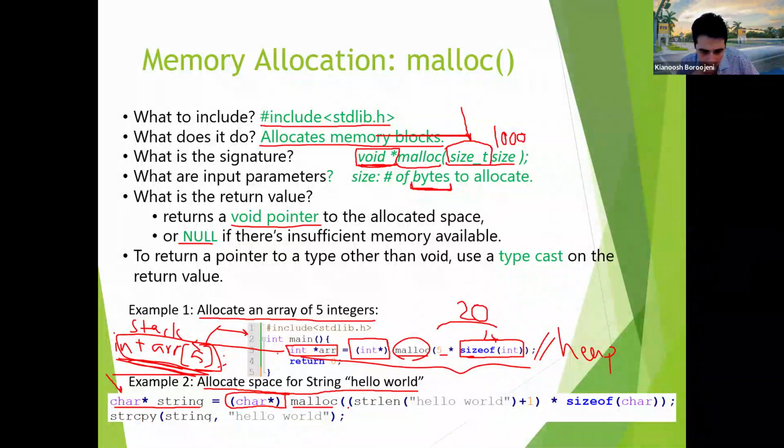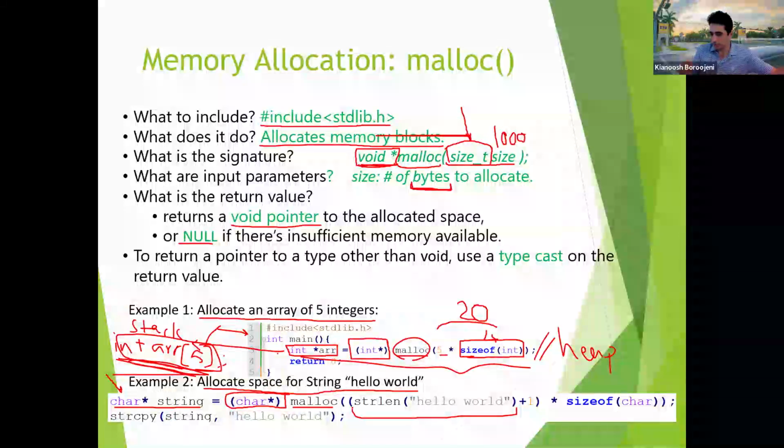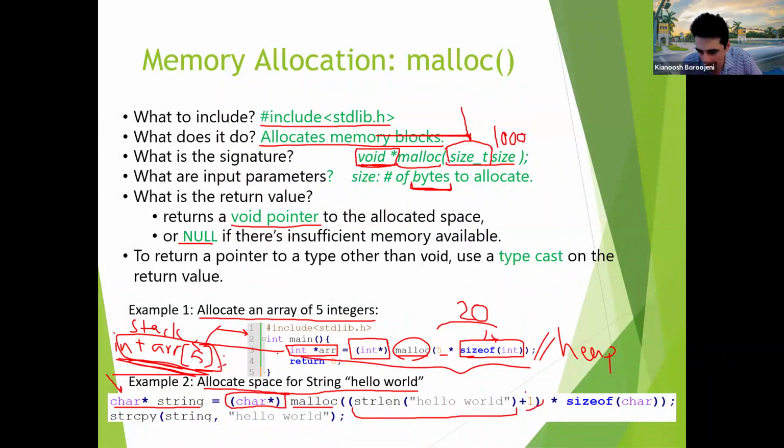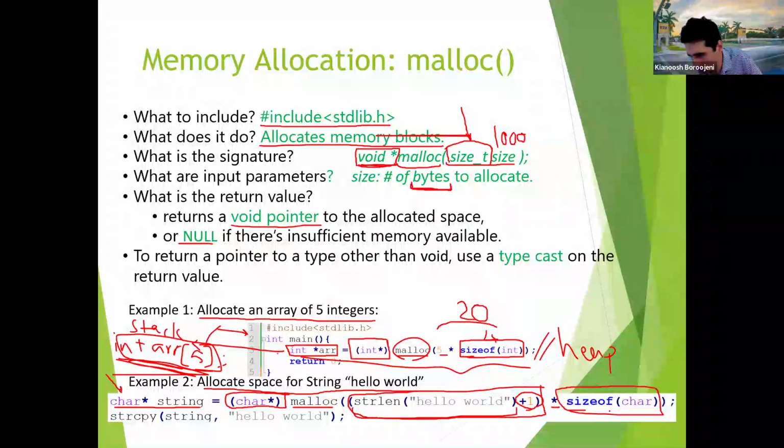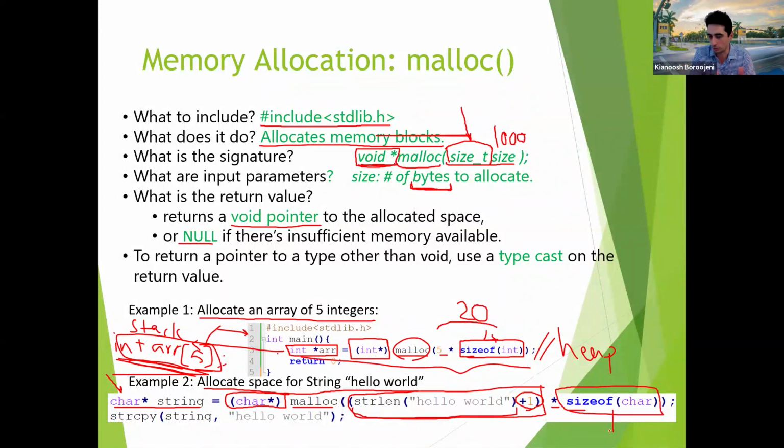Then, in order to find out how many elements you want or how many bytes you want to allocate, you need to first find out how many characters you need. The hello world has this many characters, strlen hello world. If you remember, strlen was a function in string.h that returns how many characters are in the string. It does not count the \0 at the end. That's why I'm going to add this by 1. This summation of the strlen and 1 should be multiplied by the size of a single character, which is equal to 1, but I just wrote it here for you to understand what's going on. So I want length of hello world plus 1 characters. So I will multiply the length of hello world plus 1 by size of a character, and I will pass the whole thing to the malloc.